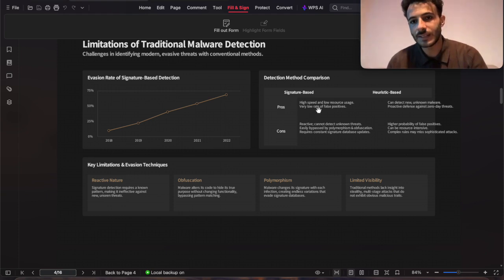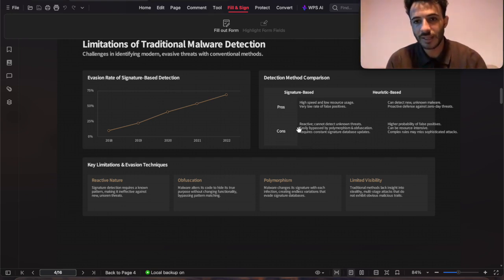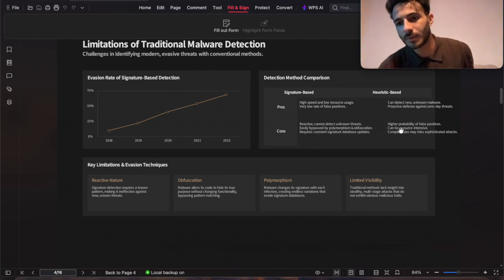The pros of signature-based: high speed, low resource usage, and a very low rate of false positives. On the other side, heuristic-based can detect new unknown malware and provides protective defense against zero-day threats. And the cons of signature-based: reactive, cannot detect unknown threats, easily bypassed by polymorphism and obfuscation. And heuristic-based has a higher probability of false positives.